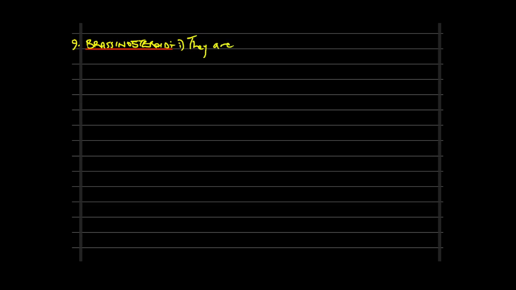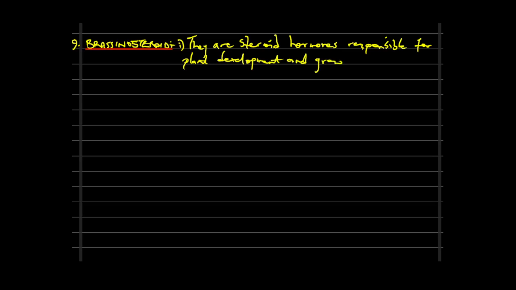They are steroid hormones responsible for plant development and growth. Those are the functions. That is one of the functions of the brassinosteroid.